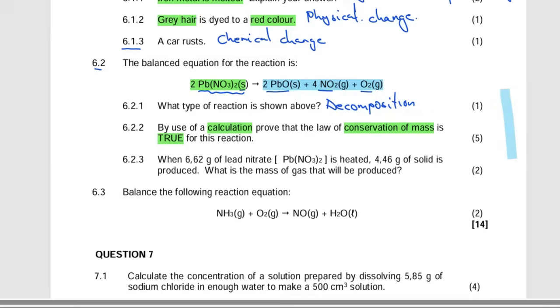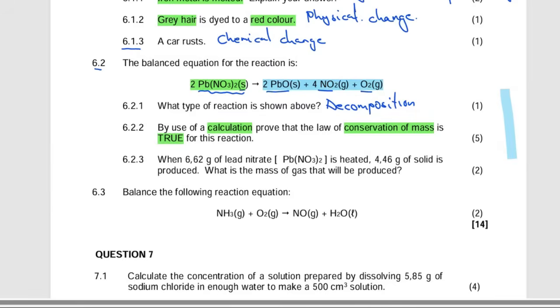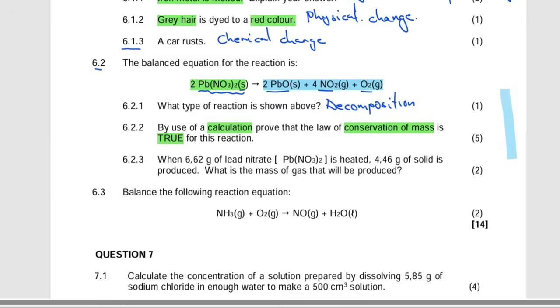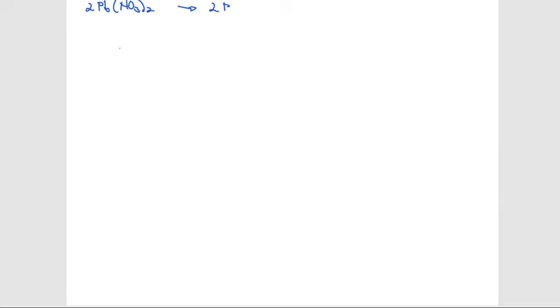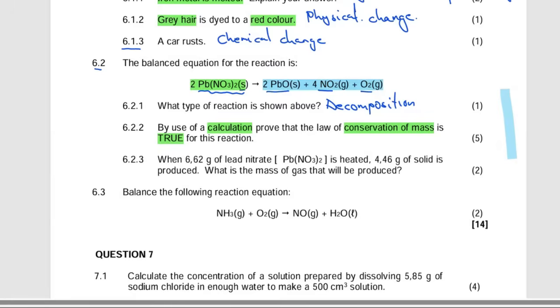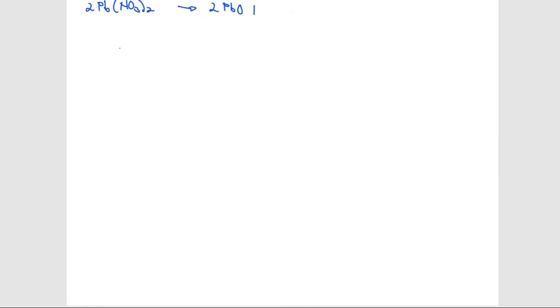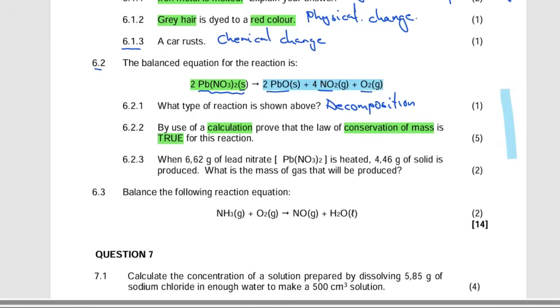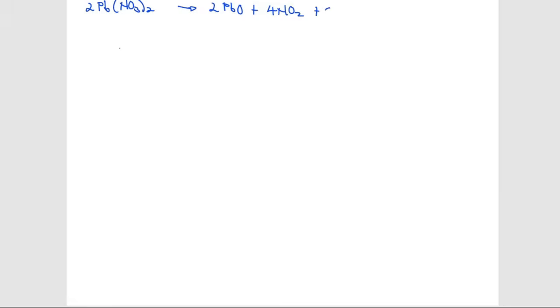So according to this equation, we have 2 Pb(NO3)2. Let me quickly copy this equation: 2 Pb(NO3)2. Then the products are 2 PbO, plus 4 NO2, and then to also give us our oxygen, which is a gas, plus O2, right?